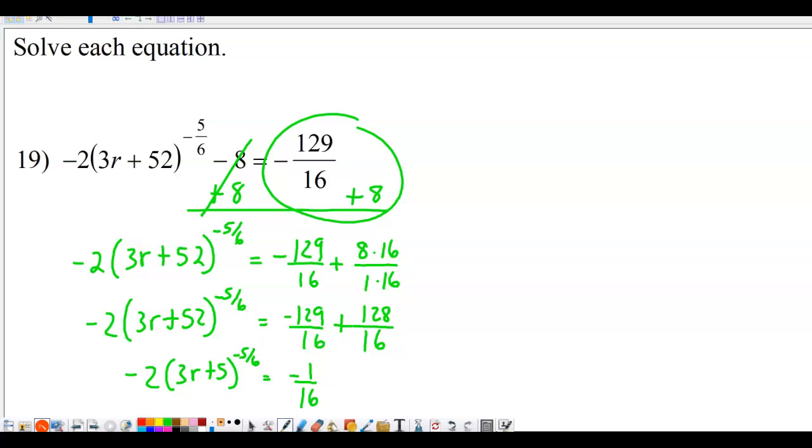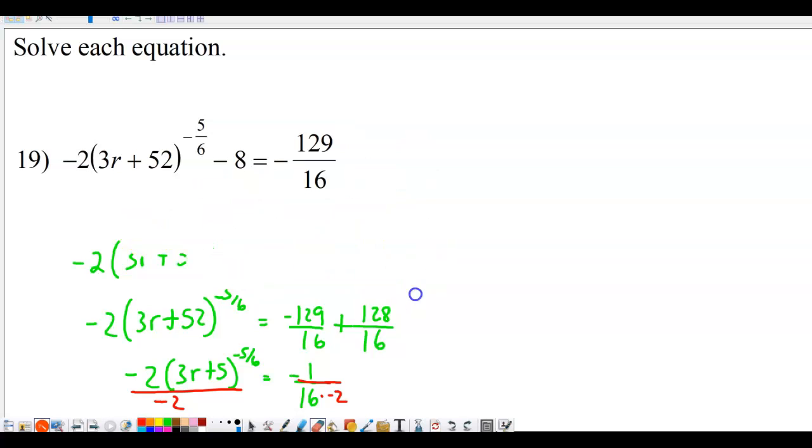Next, I'm going to divide both sides by -2, because I want to, once again, get rid of everything that's outside the parentheses that's not being affected by the power there. So I'm going to divide both sides by -2. Now, how do you divide -1/16 by -2? Well, just put a 2 in the bottom. That's the same thing as dividing it. Okay? As a result, we will get the following.